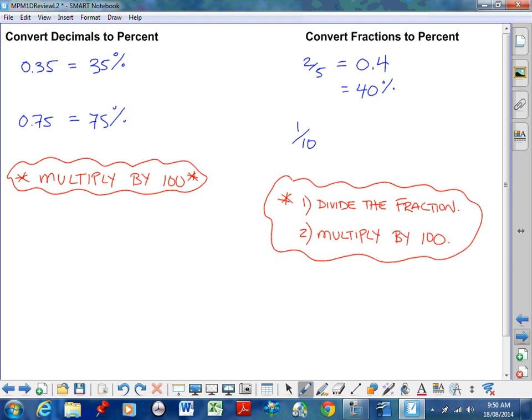All right, so I'll do this one in slow motion, the 1/10. So divide the fraction, so here we go. 1 divided by 10 is 0.1. Now we multiply by 100 and get 10%. And there we are. Slow motion. Helped everyone out, I'm sure. All right, so there we go. It is now converted from fractions to percent.